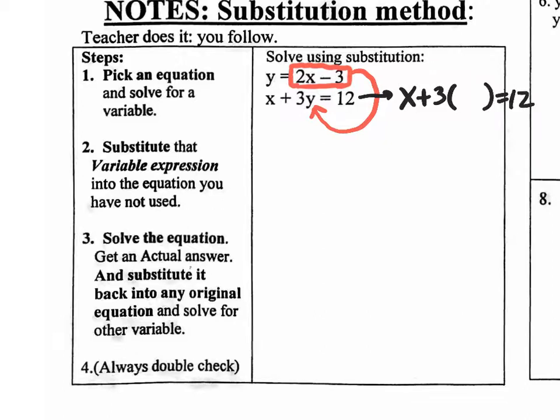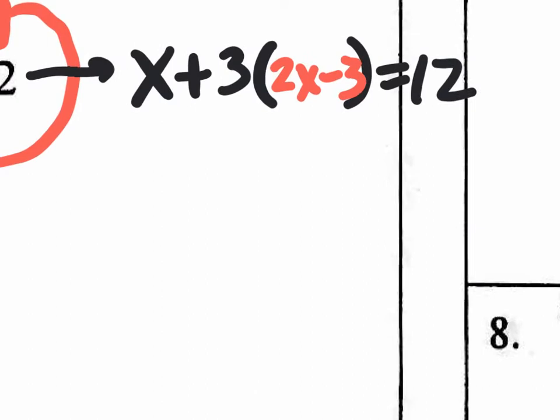Now inside those parentheses, I'm going to plug in the variable expression from the above equation, which is 2x minus 3. And guess what, guys? We now have a single variable equation that we could solve. There are no more y's, they're just x's. When you have a bunch of x's, you can solve the equation for x. So we're going to distribute 3 times 2x, and we'll get 6x. And 3 times negative 3, we'll get negative 9.